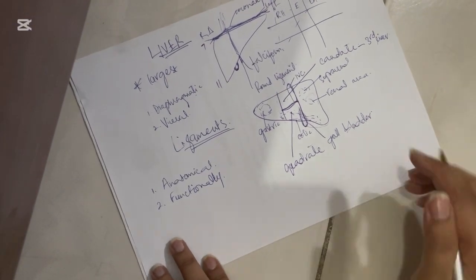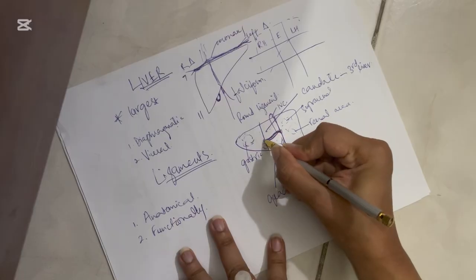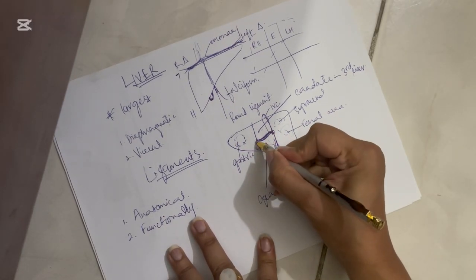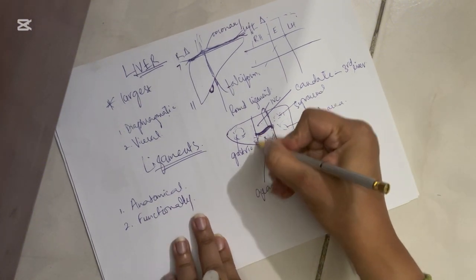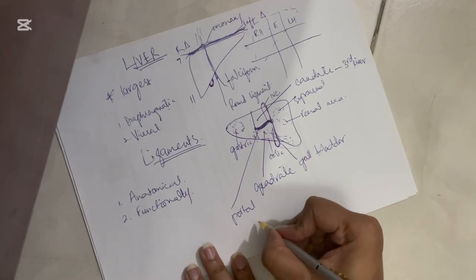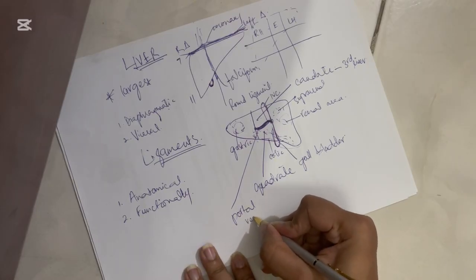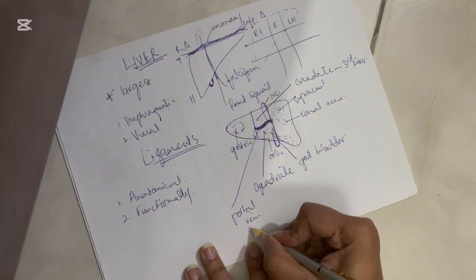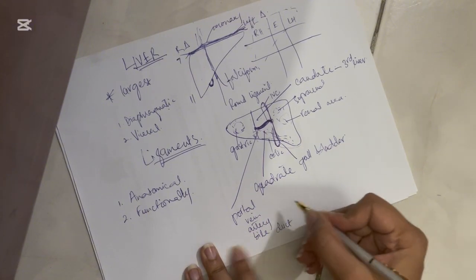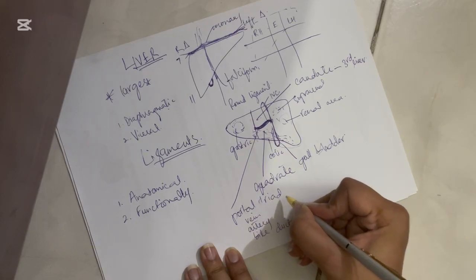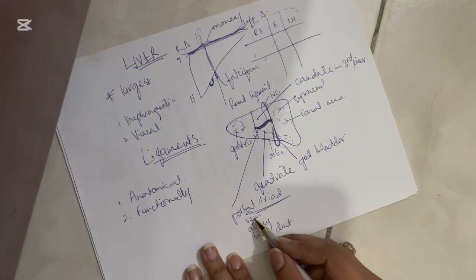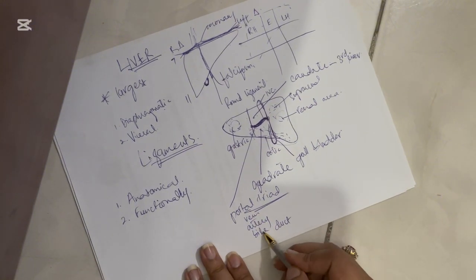Now, if we talk about this area, which is called the porta hepatis, what is porta hepatis? Porta hepatis is the area where the portal triad is present. And what is the portal triad? Portal triad is the area where three things are present: the portal vein, the hepatic artery, and the bile duct. So the portal triad is present at the level of the porta hepatis, and it contains the three things: portal vein, hepatic artery, and the bile duct.